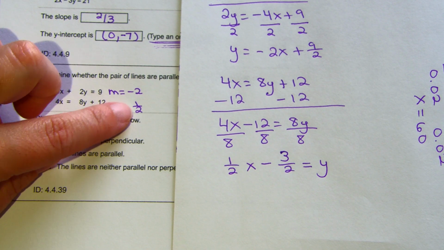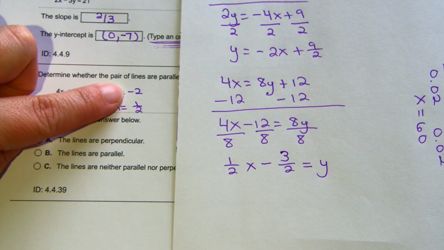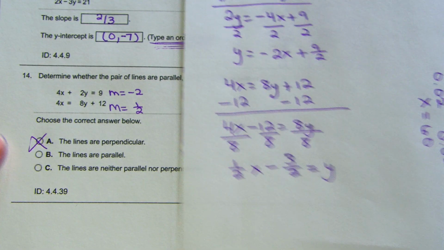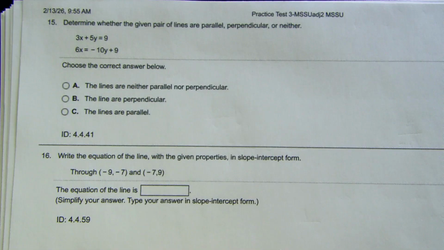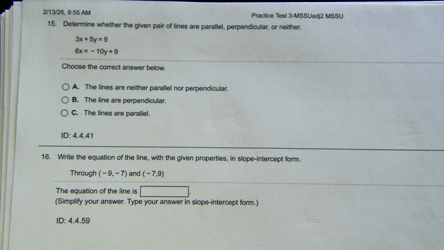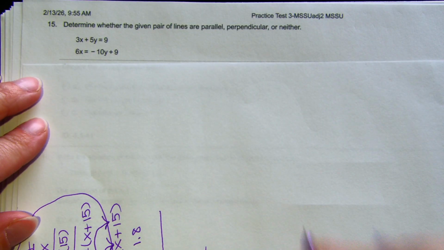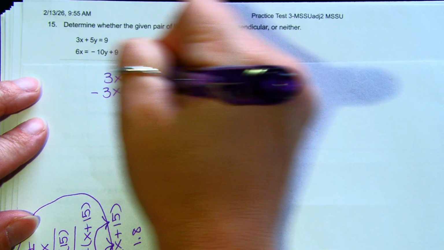Two more problems. Look at that, this one's exactly the same. Determine whether the given pair of lines are parallel, perpendicular, or neither. So 3x plus 5y equals 9. Getting y by itself, 5y equals a negative 3x plus 9. Divide everything by 5, and I get y equals a negative 3/5 x plus 9/5. So the slope for that top line is a negative 3/5.